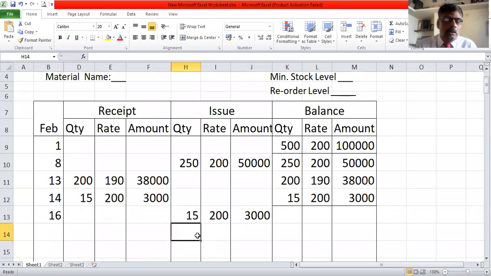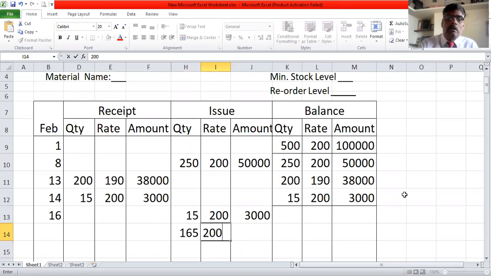Out of 180 units, 15 units issued. Then the remaining required quantity to be issued is 180 minus 15, I think 165. 165 you issue from the given lot. That is first in, first out, means from the first lot. 165 at the rate of 200. I think it is 33,000.